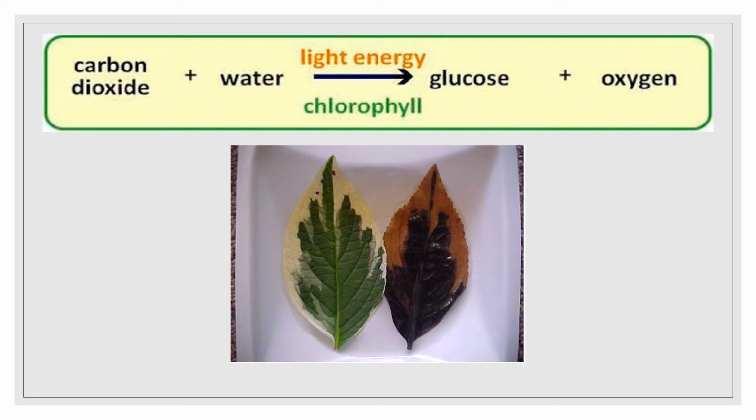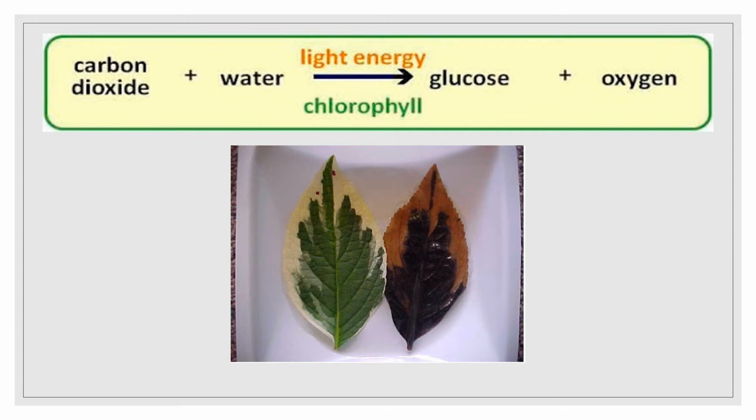Iodine solution is brown in color, and when you add it on any part of the plant, and the part where you've added the iodine solution turns blue-black, then it means that starch is present in that part of the plant. If the iodine solution remains brown, it means there is no starch present in that part of the plant.